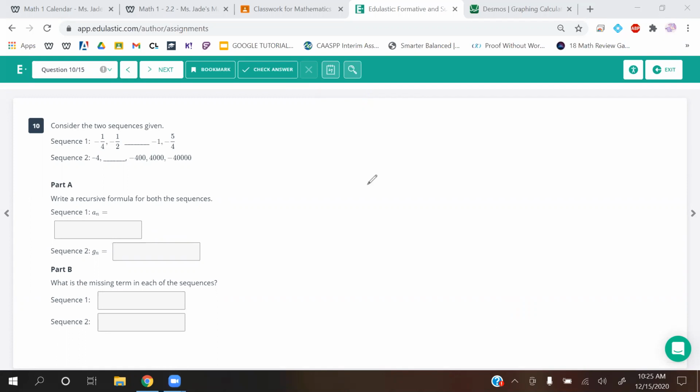Annotate. What is happening in this first sequence? What are we doing every single time? It's a little bit hard to tell, but does anybody have an idea? Here's a clue. It's arithmetic because they put an A there versus the second one will be geometric. So we're adding or subtracting something.